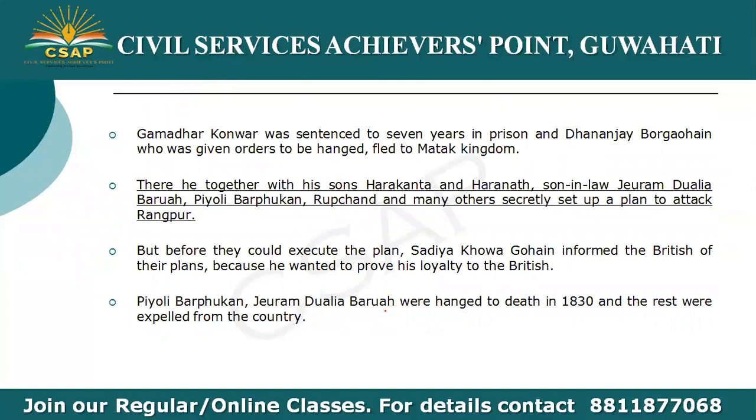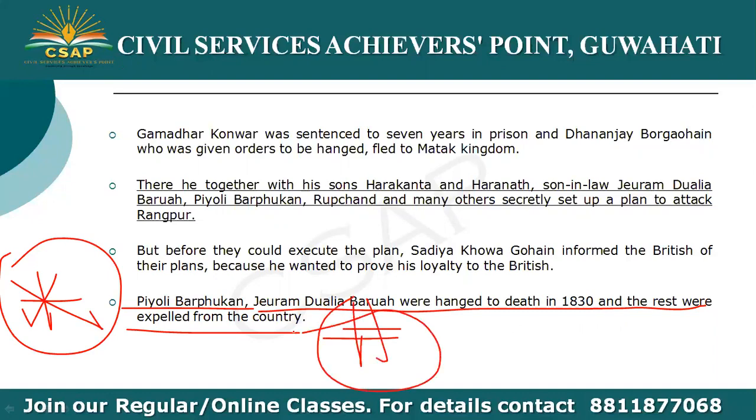Now Gumdar Kuwar was sentenced to 7 years in prison, and Dhananjay Borgohai, who was given orders to be hanged, fled to the Motok Kingdom. There, Dhananjay Borgohai, together with his sons Horokanto and Horonath, son-in-law Jeoram Dualia Borua, Purely Borfukon, Rupchon, and many others, secretly set up a plan to attack Rongpur. But before they could execute the plan, Sadiakwa Guhai informed the British of their plans, because he wanted to prove his loyalty to the British. Then Purely Borfukon and Jeoram Dualia Borua were hanged to death in 1830, and the rest were expelled from the country. So these are important from the prelims perspective. Also from the mains perspective, students, please make a note of it.